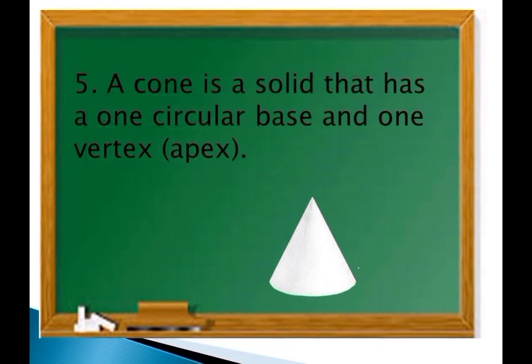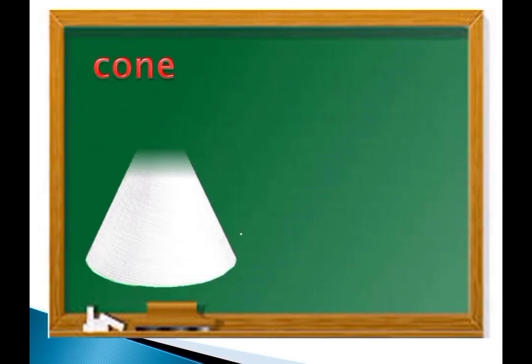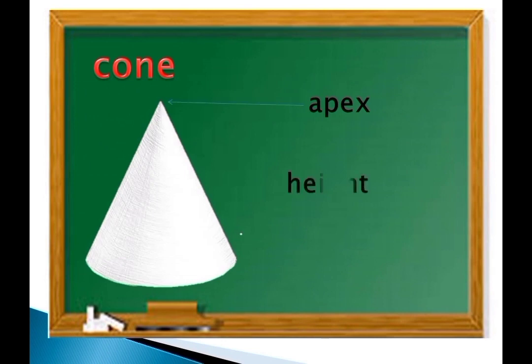A cone is a solid figure that has 1 circular base and 1 vertex or apex. For this cone, this is the apex or the vertex, the height, and this is its only base.